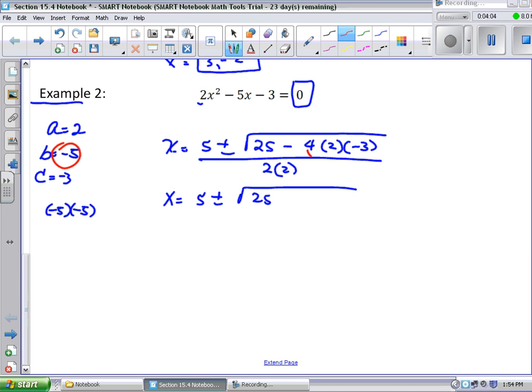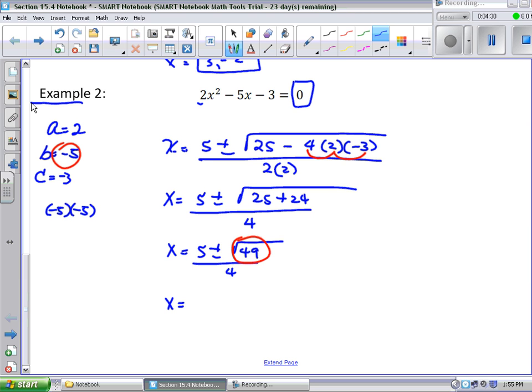Negative 4 times 2 would be negative 8. And negative 8 times negative 3 would be plus 24 over 4. So now we have x is equal to 5 plus or minus the square root of 49 over 4. We know that the square root of 49 is equal to 7, so we'll have 5 plus or minus 7 over 4.